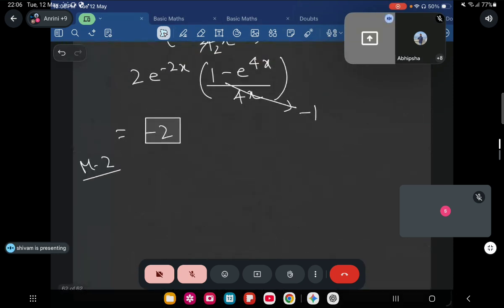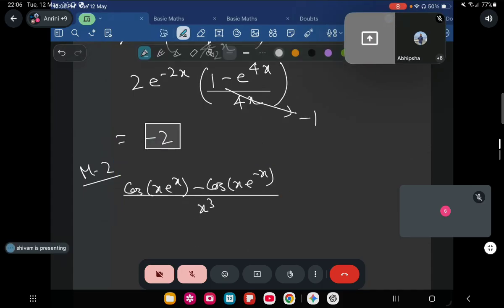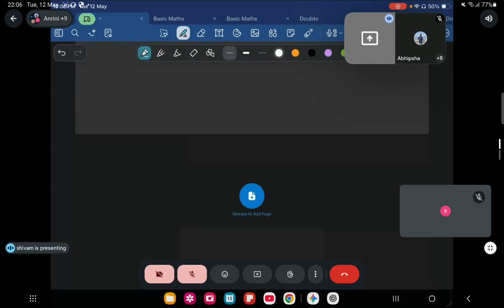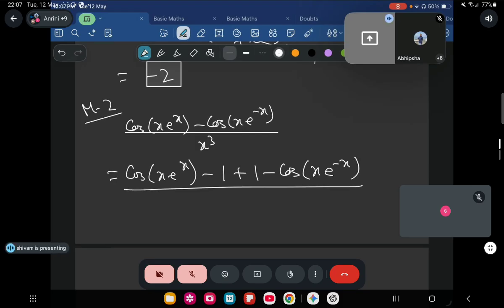So in order to use that method, I need to add and subtract 1. Let's see. Okay, so I'm going to add and subtract 1. Minus 1 plus 1. So it will become cos x e to the power x minus 1 plus 1 minus cos x e to the power minus x. The whole thing is divided by x cubed.